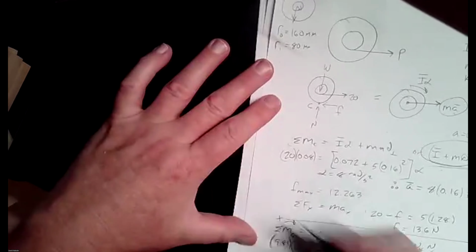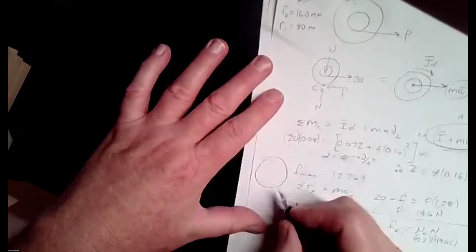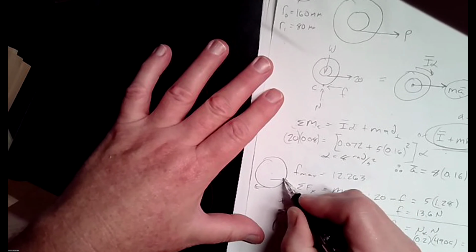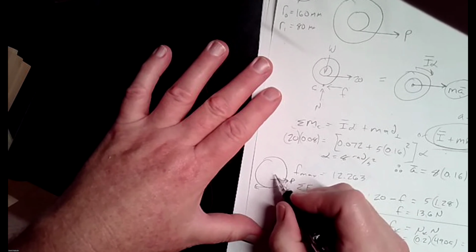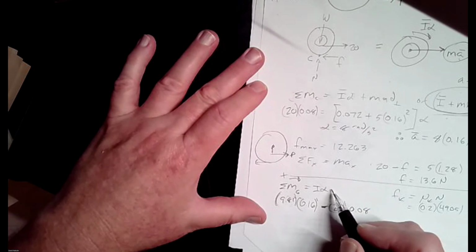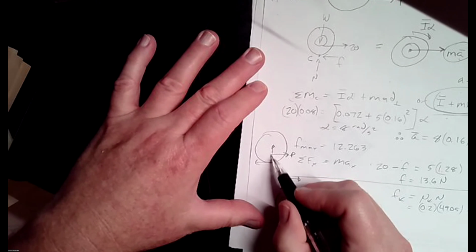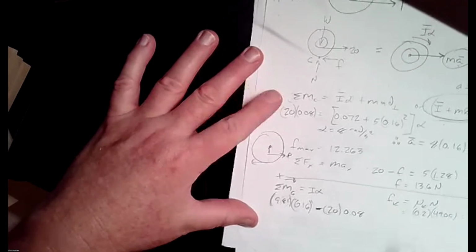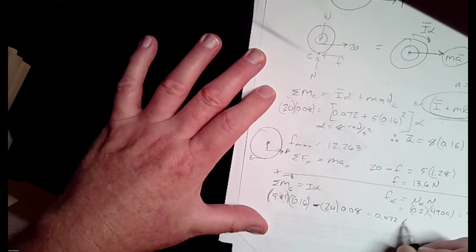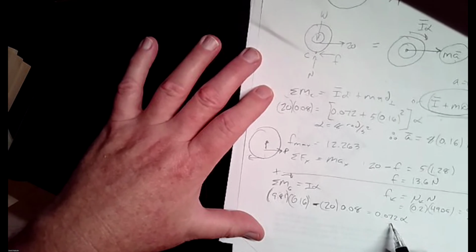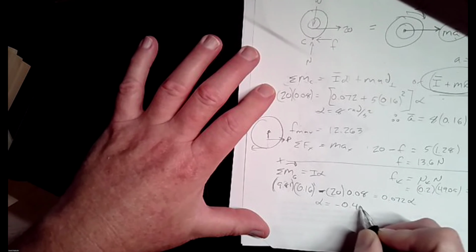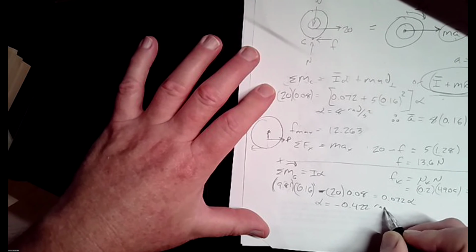Because if you think about my circle, I have a friction force going that way, and I have this force P going that way. And I'm taking a moment about that. Okay, so that distance there is my 0.08, and that whole distance is my 0.16. And of course that just equals 0.072 alpha, and that I hasn't changed. Alpha is what? It turns out to be negative 0.422 radians per second squared.